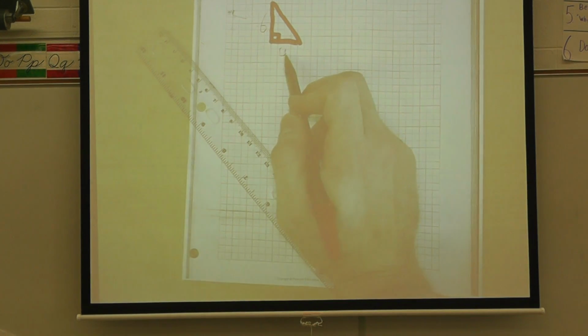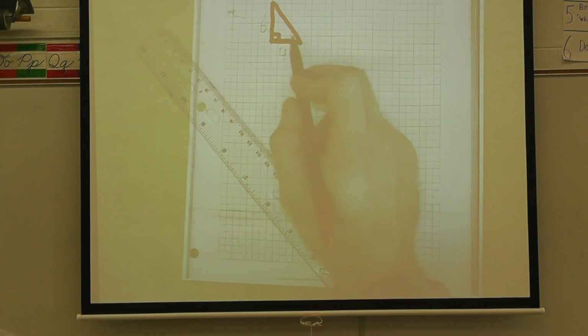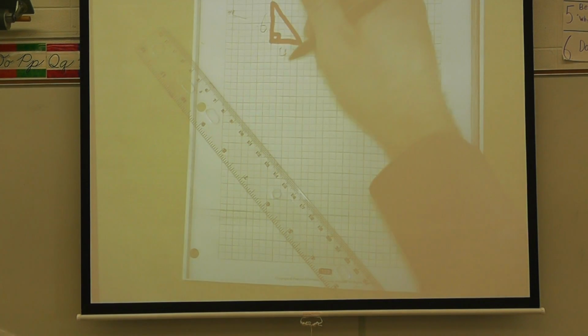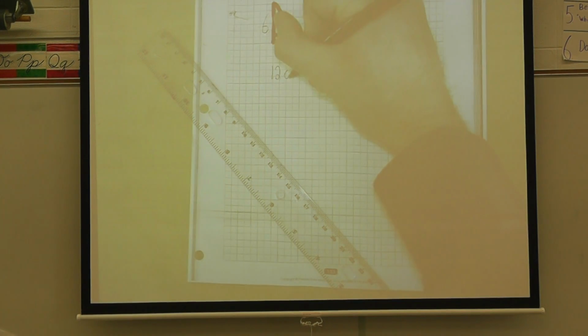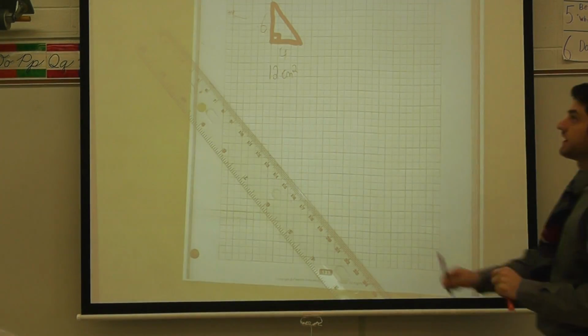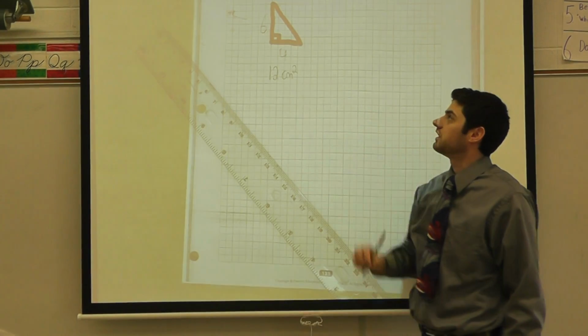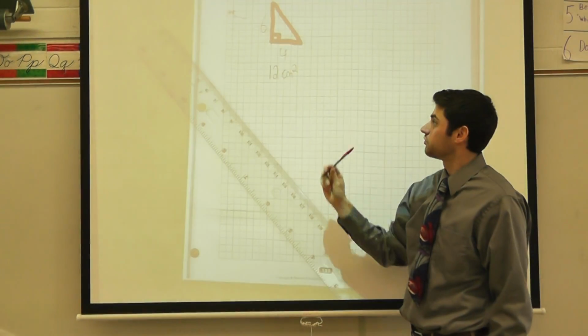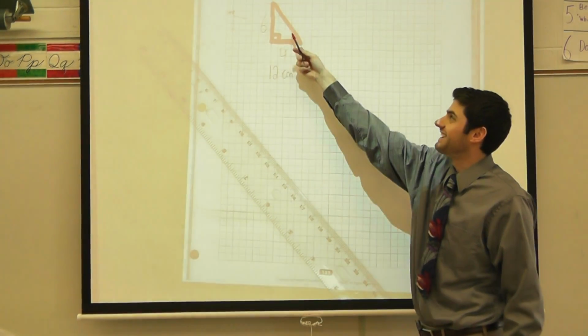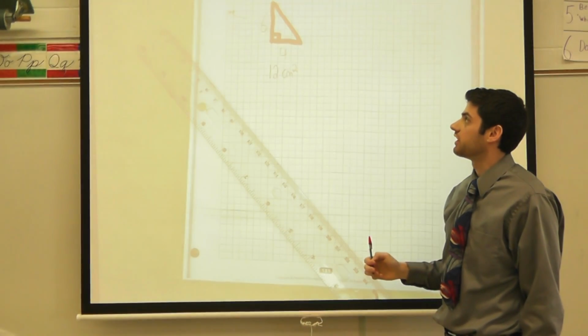So if I did 4 times 6, that's 24, divide that by 2, the inside area of this is going to be 12 centimeters squared. Again, I'm following my constraints. This has a base of 4. This has a height of 6. 6 times 4 was 24. Divide that by 2. The area or the inside of this triangle is 12 centimeters squared.